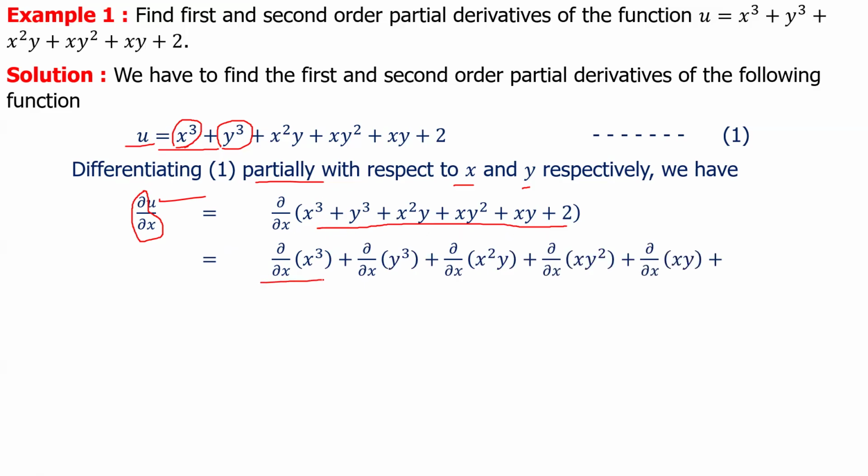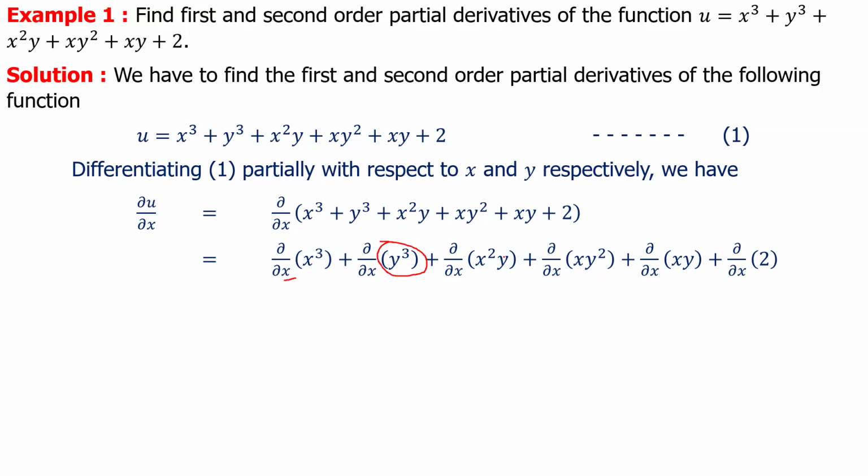So partial derivative of x cube with respect to x, partial derivative of y cube with respect to x, partial derivative of x square y with respect to x, partial derivative of xy square with respect to x, partial derivative of xy with respect to x, and partial derivative of 2 with respect to x. Now, since we want the partial derivative with respect to x, this y should be constant, this y square should be constant, and this y is also constant. 2 is already constant. So let us do accordingly.